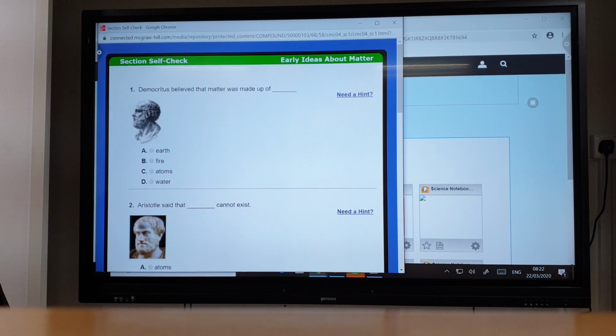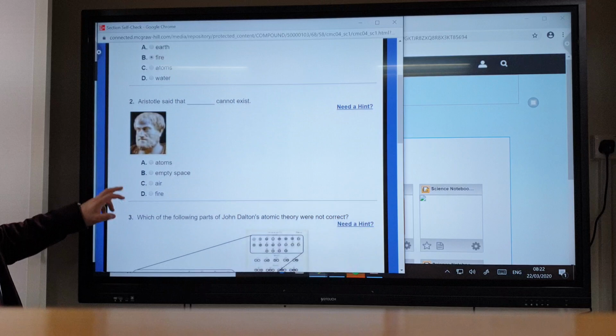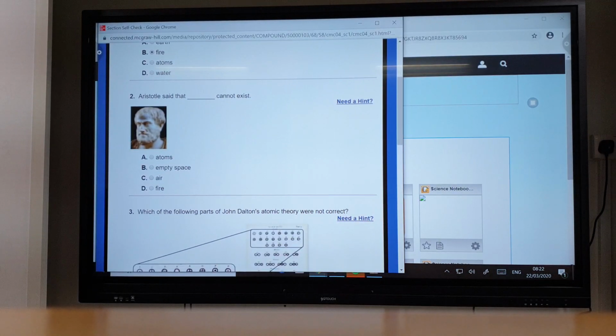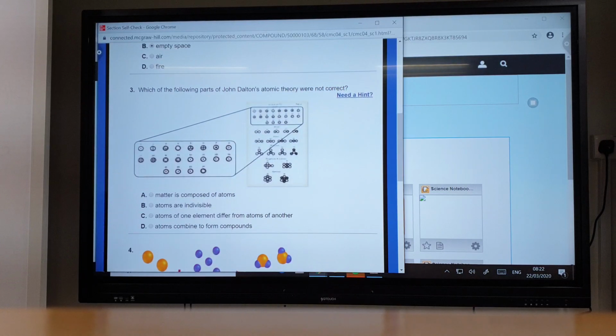Democritus believed that matter was made up of what? Earth, fire, atoms, water. Let's check the answer. Aristotle said that empty space cannot exist. Which of the following parts of John Dalton's atomic theory were not correct? Matter is composed of atoms. Atoms are indivisible. Atoms of one element differ from atoms of another. Atoms combine to form a compound. Atoms are indivisible is the incorrect one.